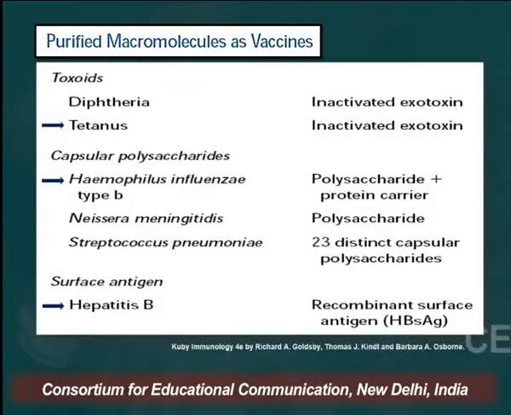Later, purified macromolecules were also used as vaccines. As already said, I had taken the example of using a toxoid macromolecule as vaccine when I was talking about anthrax. For diphtheria and tetanus also, the exotoxin. What is an exotoxin? It is a toxin which is secreted by the bacteria. It is inactivated, a toxoid is formed, and then that is used as a vaccine. Or the capsular polysaccharide, the outer component of the pathogen, is used, for example, in case of Haemophilus influenzae type B or Neisseria meningitidis. Or a surface antigen protein is used, for example, in case of hepatitis B.